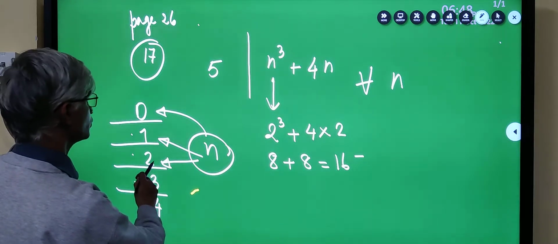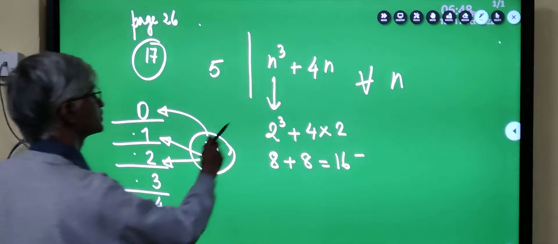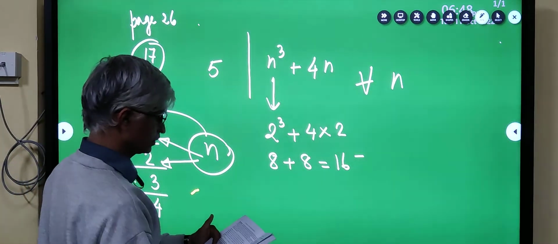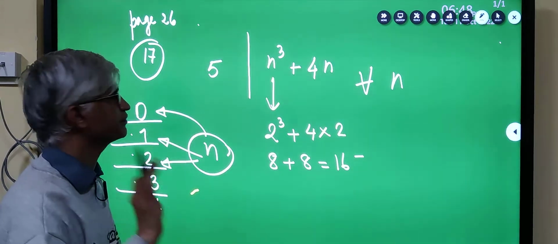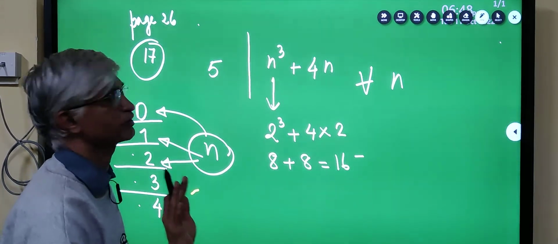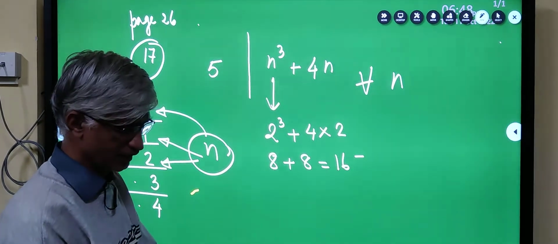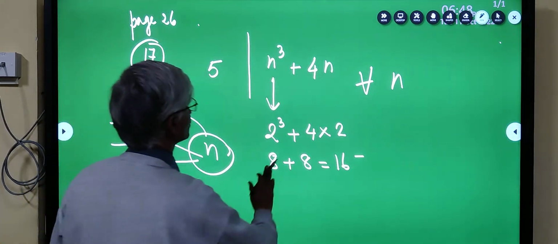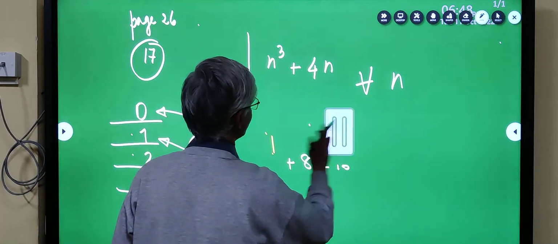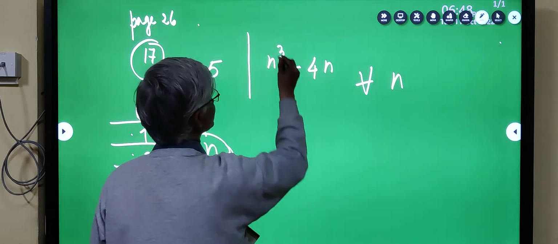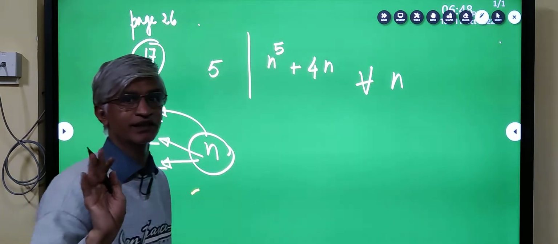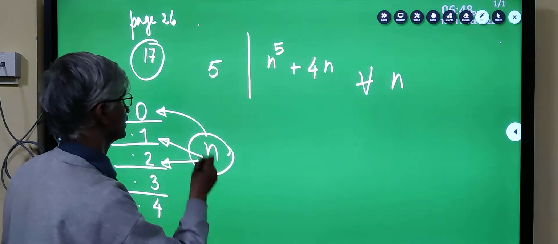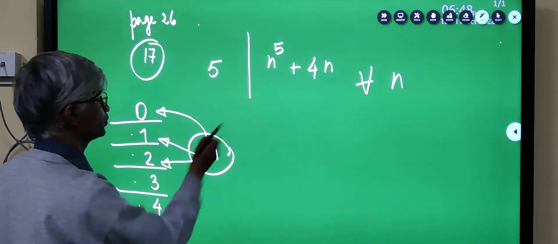N leaves a remainder of 2 when you divide by 5. So n cube. Oh, I'm sorry. I'm really sorry. I have made a mistake in writing down the problem. I'm extremely sorry. And this is actually, and that is the problem. I was not doing a mistake. This is actually n raised to 5. I've copied the problem wrongly. I'm sorry. So let me just proceed with n equal to 2 with this.